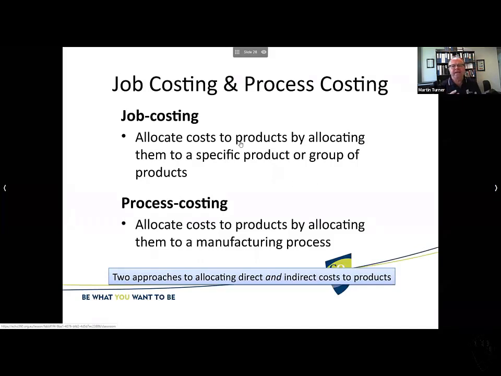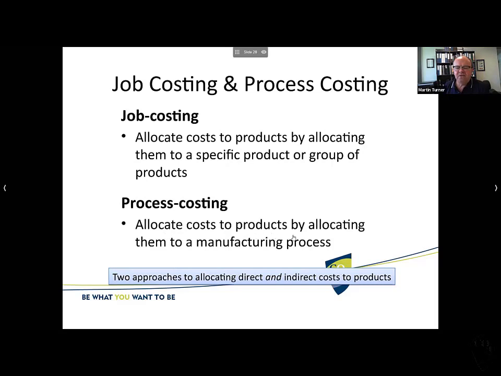Job costing, you allocate costs to products by allocating them to a specific product or group of products. So it can be a group, the same sort of products. Ryman Healthcare might be making a few townhouses at once. It might be half a dozen, and that could be a job. That's a group of products, a group of townhouses rather than just one.